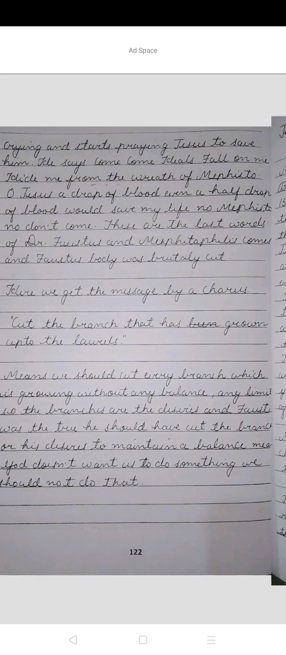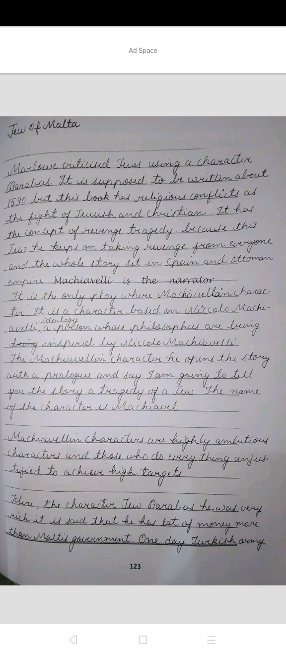The next work of Christopher Marlowe is The Jew of Malta. In this, Marlowe criticized Jews using a character, Barabas. It is supposed to be written about 1590, but this book has religious conflict as the fight of Jews and Christians. It has the concept of revenge tragedy because this Jew keeps on taking revenge from everyone, and the whole story is set in Spain and the Ottoman Empire.